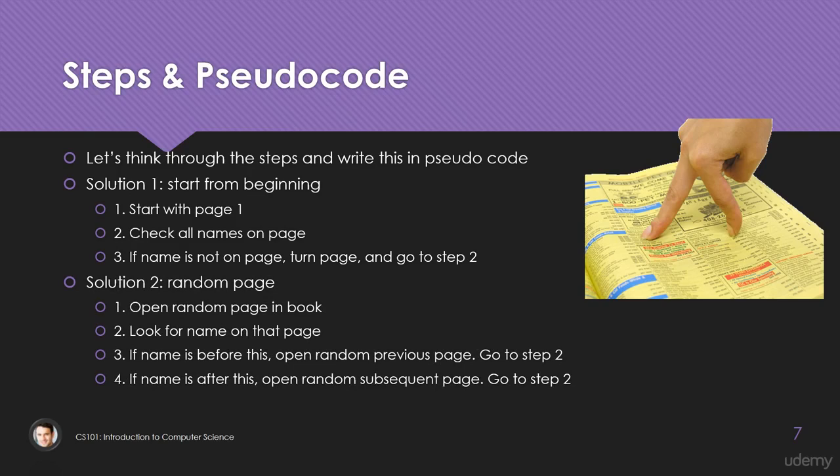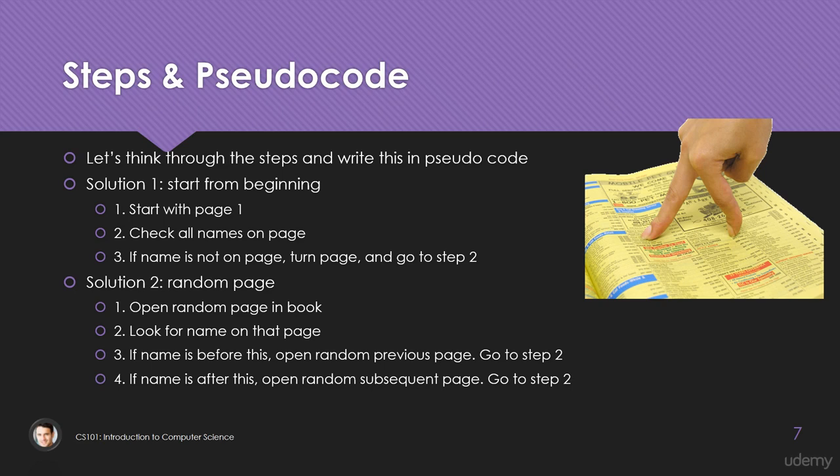But we know that the book is sorted in alphabetical order. So what does that tell us? So S should come closer to the end of the book, right? So one other solution we can do is to open the book to any random page. Open a random page in the book, maybe the middle page, right? Let's open the book to the middle, and then you can look for the name on that page.